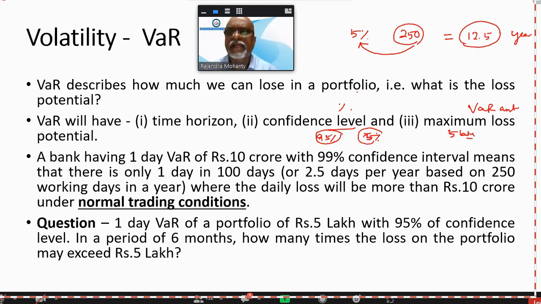So here the question is asking half year or 6 months. So in 6 months, how many days will it be? 6.25. So 6.25, we can round it out. So it will be 6 days. So answer will be 6 days. Or directly you can take here, half year has 125 days. So 125, 5% is again 6.25. So answer will be 6.